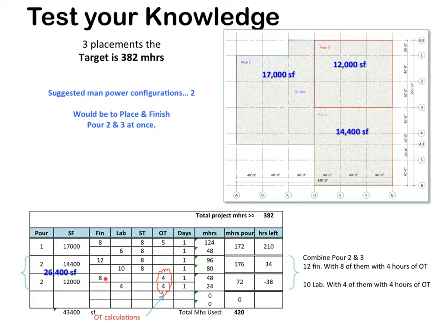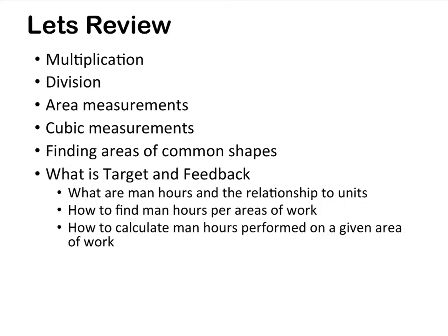8 of those finishers worked an additional 4 hours of overtime, and 4 of those laborers worked an additional 4 hours of overtime. They gave you 48 and 24 man hours, a total of 72 man hours, and ultimately we ended up with a minus 38 man hours, meaning that we exceeded our budget by 38 man hours. Let's review.